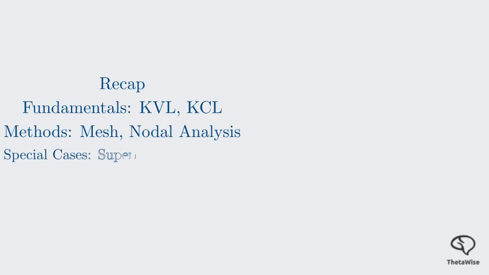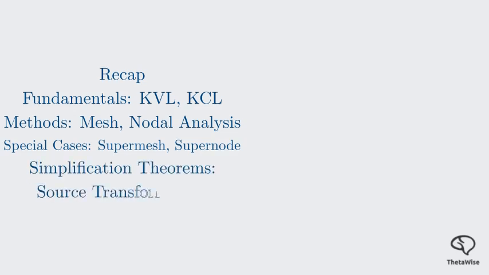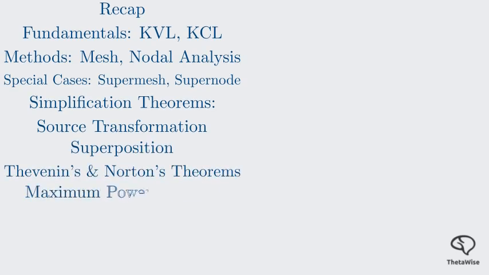Okay, let's wrap this up with a quick recap and a final challenge. Today, we've armed you with a powerful toolkit for analyzing circuits. We started with the fundamentals, KVL and KCL, and then applied them in the structured, systematic approaches of mesh and nodal analysis. We learned how to handle special cases like supermeshes and supernodes, and how to choose the most efficient method. Then we moved to simplification theorems, source transformation to change circuit elements for convenience, superposition to break complex circuits into simpler ones, and finally, Thevenin's and Norton's theorems to reduce any linear circuit to its simplest equivalent form, which also allowed us to understand maximum power transfer.